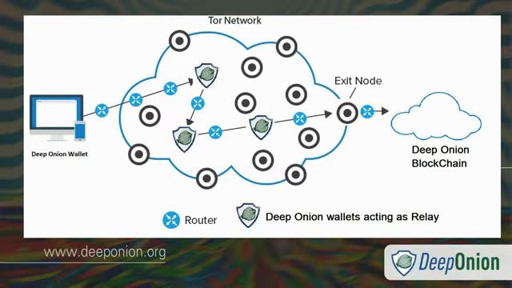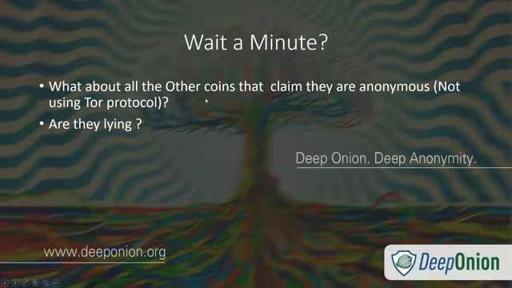the number of DeepOnion nodes increases, which is brilliantly incentivized by staking. So when you keep your wallet open, your wallet acts as a Tor relay, and when additional Tor nodes are added, the transactions are more and more anonymous and the network becomes more and more resilient.